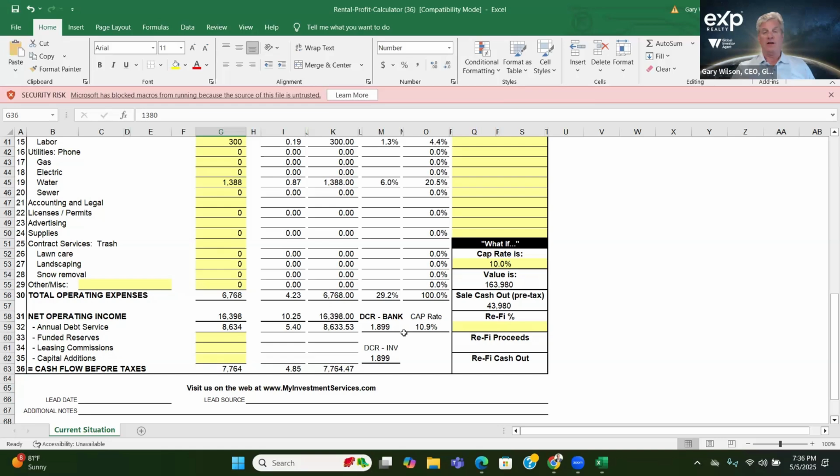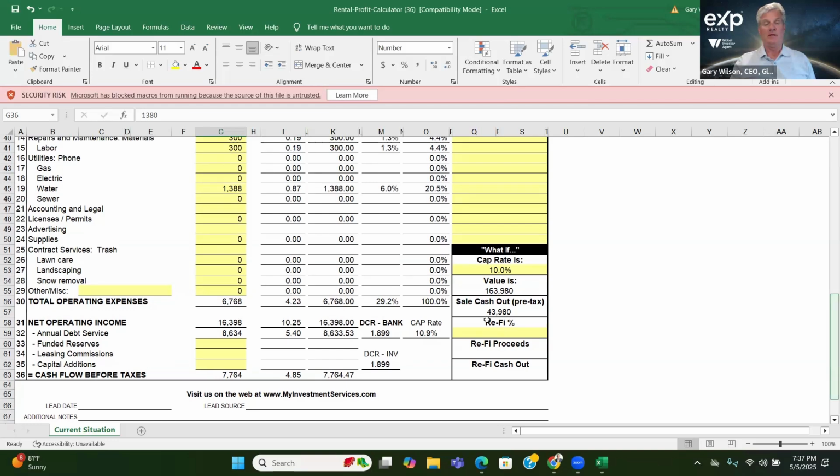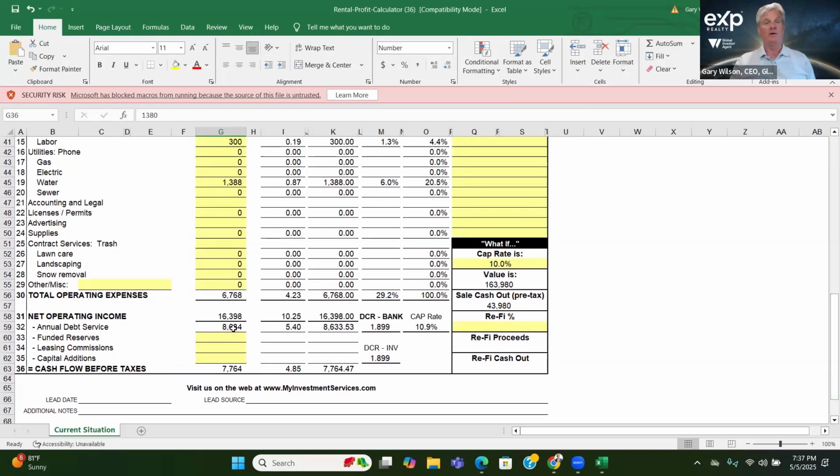In recession times, I've seen debt coverage ratio requirements from the bank be up to 2%. Okay, that's kind of a big deal. That means you've got to have enough leeway in there to pay your mortgage. They want to know how much money is left over to pay your mortgage. Remember, your mortgage payment is $8,634 for the year. Your net operating income is $16,398 for the year.